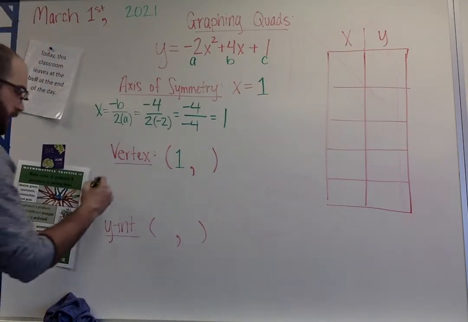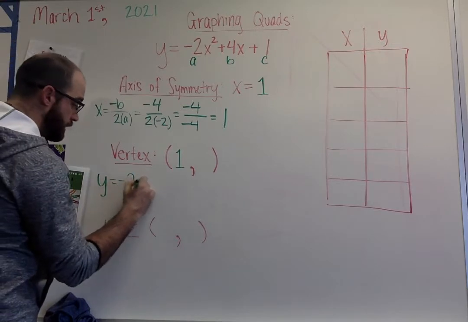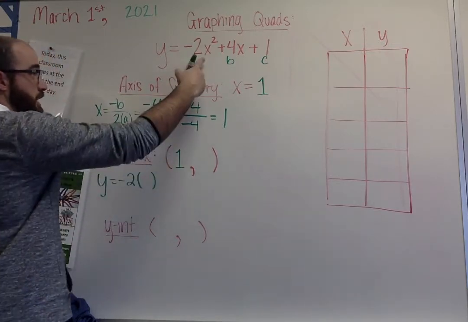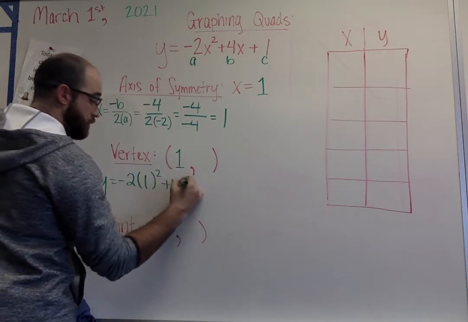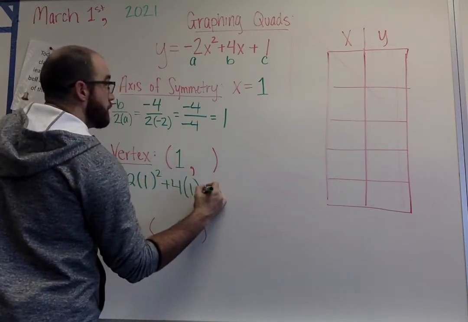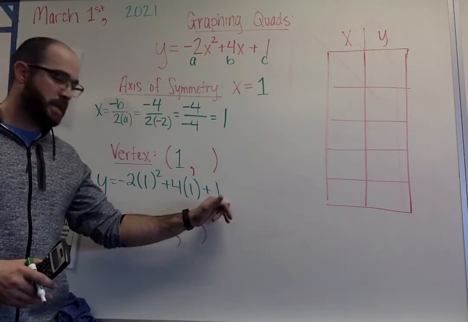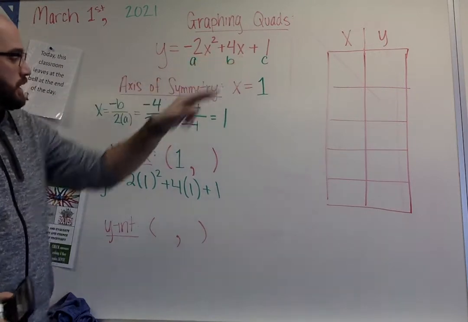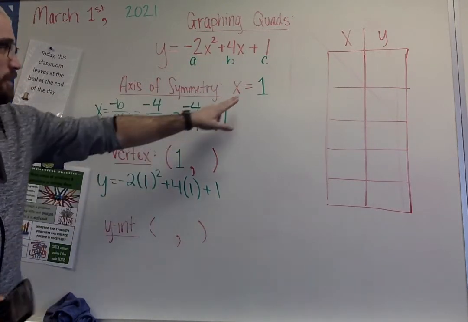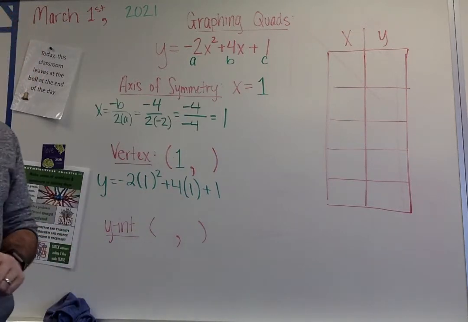So here, what I would have is y equals negative 2. Again, I'm going to put parentheses wherever the x value is. So I have parentheses 1 squared plus 4 parentheses 1 plus 1. Everything is set up exactly the same. I have the exact same problem here. All I did was replace each of the x's with the x value I had for my problem up above. So I have a 1 here and a 1 here, replacing each of the x's.